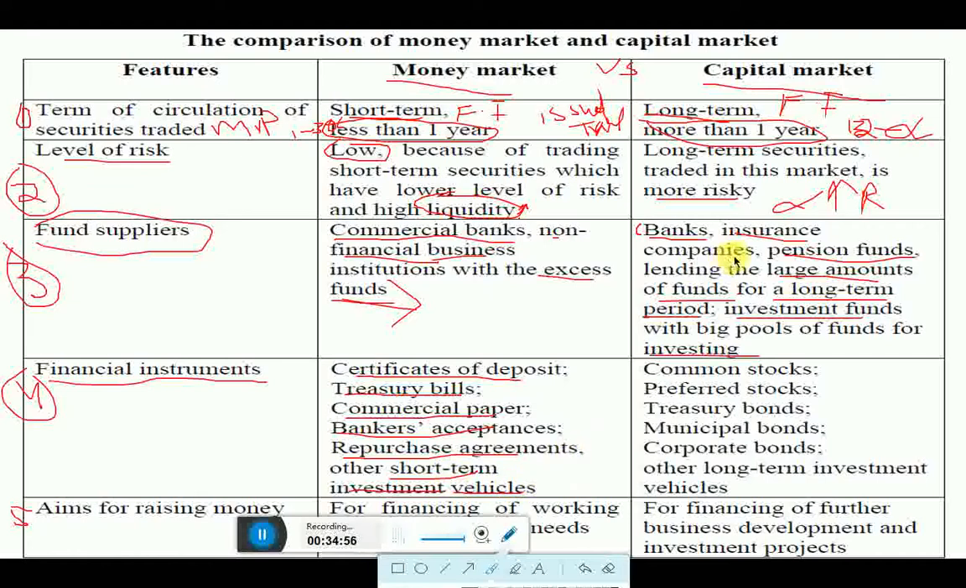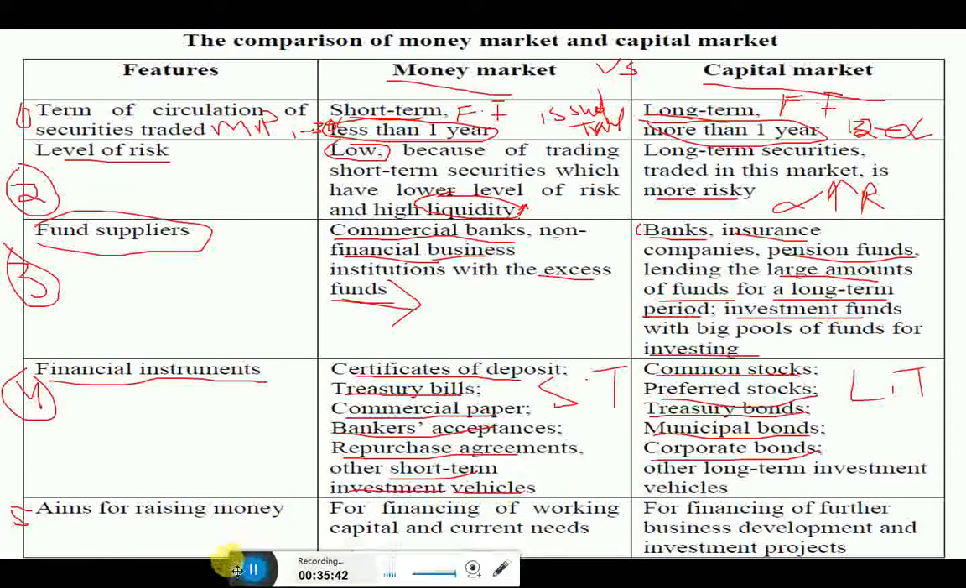On the capital market, long-term financial instruments are issued and traded. Long-term financial instruments are common stocks, preferred stocks, treasury bonds, municipality bonds, and corporate bonds. So these five are basically the long-term financial instruments, and those are the short-term financial instruments. We will discuss one by one all these short-term and long-term financial instruments in our upcoming lecture, inshallah. I will show you their specimens, how they are traded on the financial markets, and for what purpose they are traded. We'll discuss them in detail in our upcoming lectures.